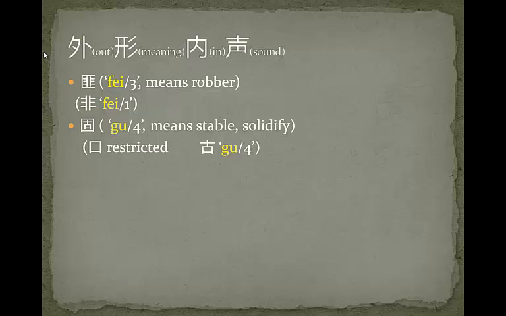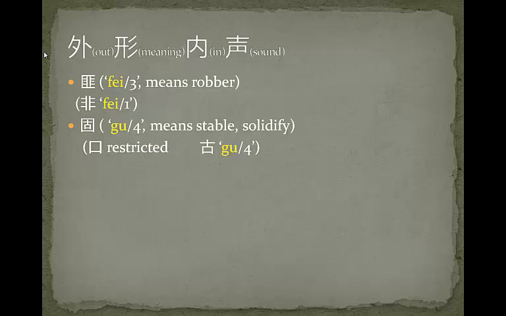Next category, 外形内声. So 外 is outer part, 形 meaning, 内 inner part, 声 sound, pronunciation. Let's look at the example. This character 匪, third tone, means robber. We use the inner part, remember 内声, to indicate the pronunciation. The inner part can be a character by itself. It's pronounced as 非. As you can tell, we borrow the pronunciation, although the tone changed a little bit.